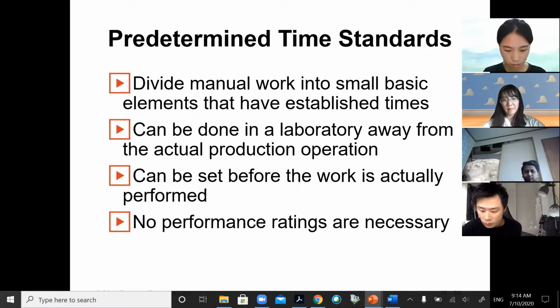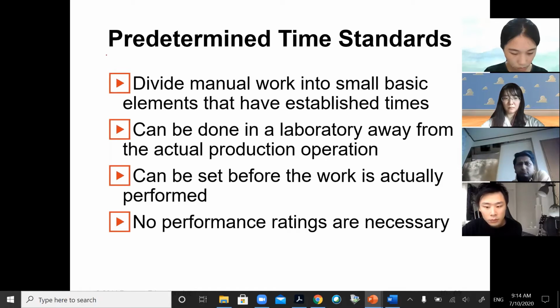But what if the work is very small, very minute? For example, installing components on a piece of printed circuit board. Do you know PCB, printed circuit board? Or assembling headphones. It's manual work. So we have predetermined time standards. We call it predetermined because it's already been calculated and established. PTS, predetermined time standard.